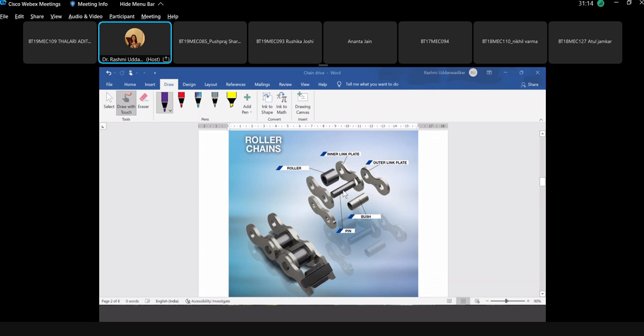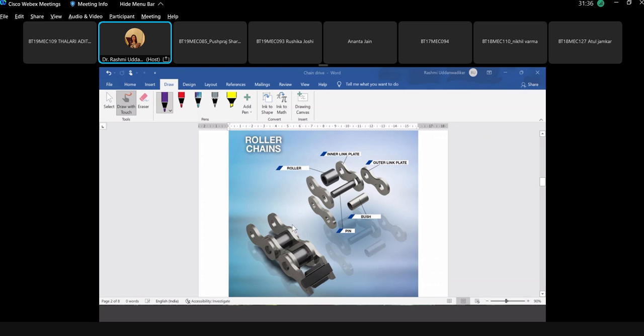It's because of this roller that the power is getting transferred smoothly, and so this is known as roller chain. There is no sliding motion during the transfer of motion. There is no sliding, it is pure rolling. And this is the roller which is rolling continuously outside this pin.